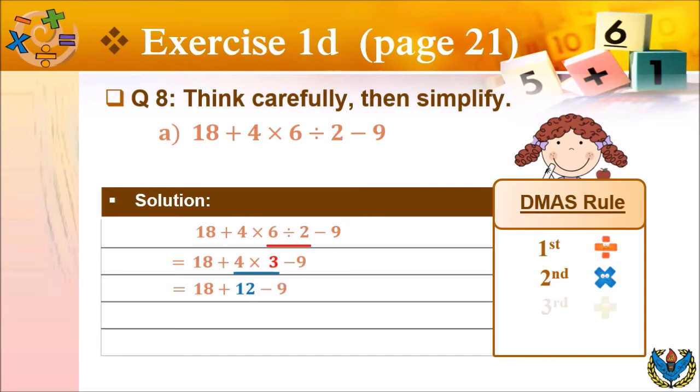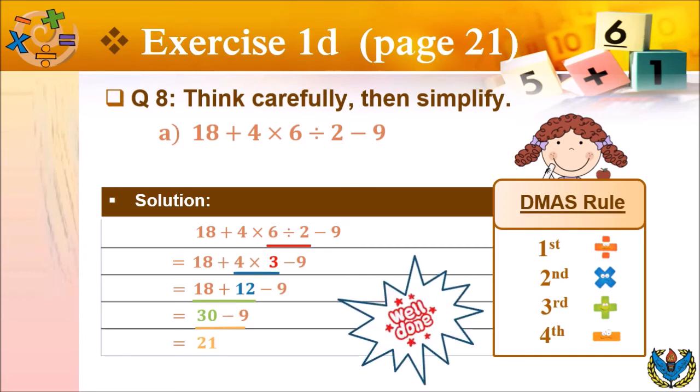Now we have to solve addition. 18 plus 12 is 30. So write down 30 and then minus 9. Here we have only the subtraction sign left. Now subtract and write its answer. We have simplified our answer in 4 steps.